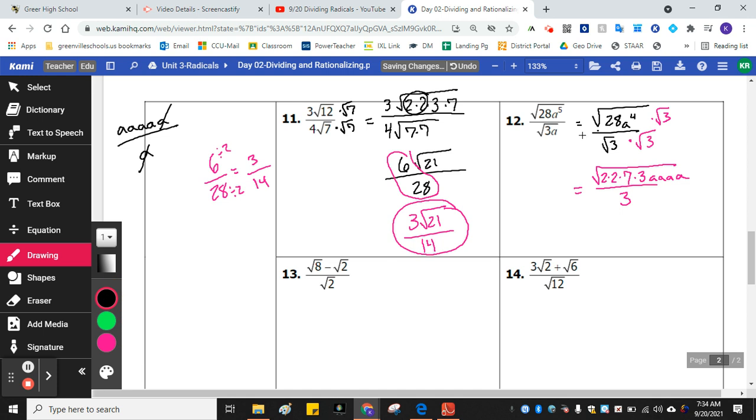Every 2, 1 comes out. 2 times 2 is 4. The square root of 4 is 2. And all my A's come out. I have 2 groups of A's. 7 times 3 is 21. It's all being divided by 3.